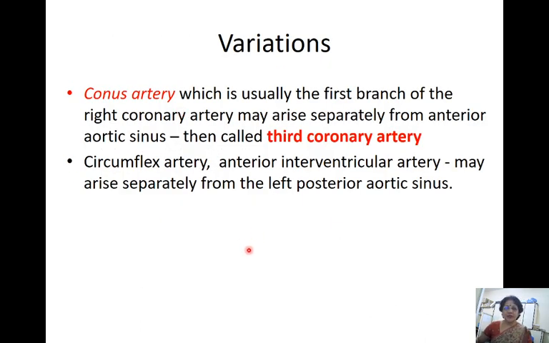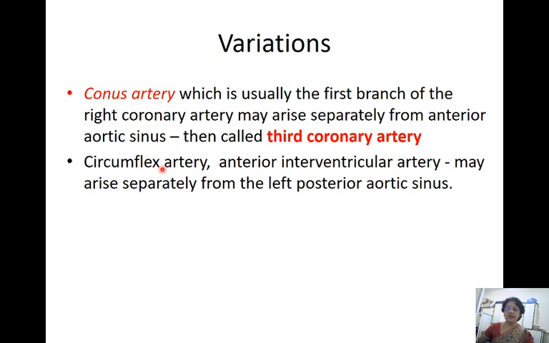With all this story, with all these named branches, and you already said some are 60%, 40%, 80%. So some variations are possible. In a population of 1,000 people, there will be differences. They will not have the branching that I mentioned. For example, the conus artery, the first branch of the right coronary we saw, may arise directly from the aortic sinus, not from the main stem, but straight from the ascending aorta. The conus artery of the right coronary may be a third coronary.